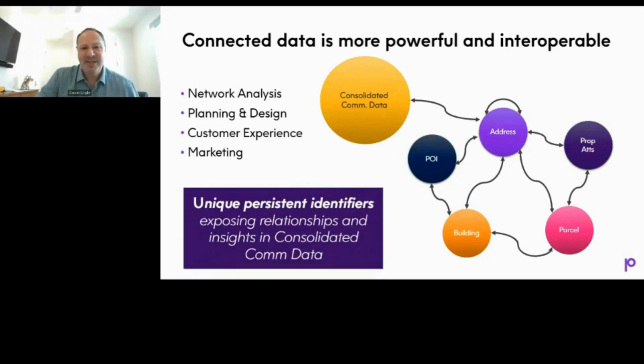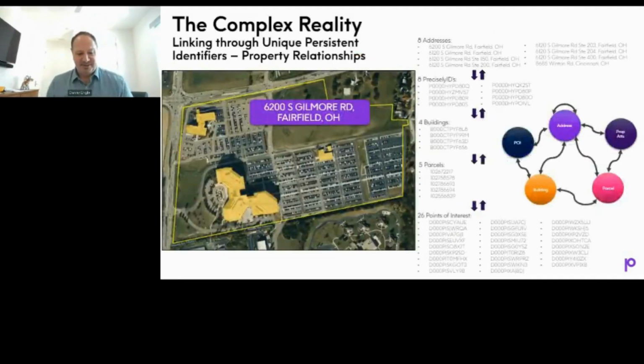So this is how we do it, by connecting it all together to that unique identifier. So I'm going to pass it back to you. Yeah, so this is another example. I'm going to roll through three quick examples here just to keep us on time.